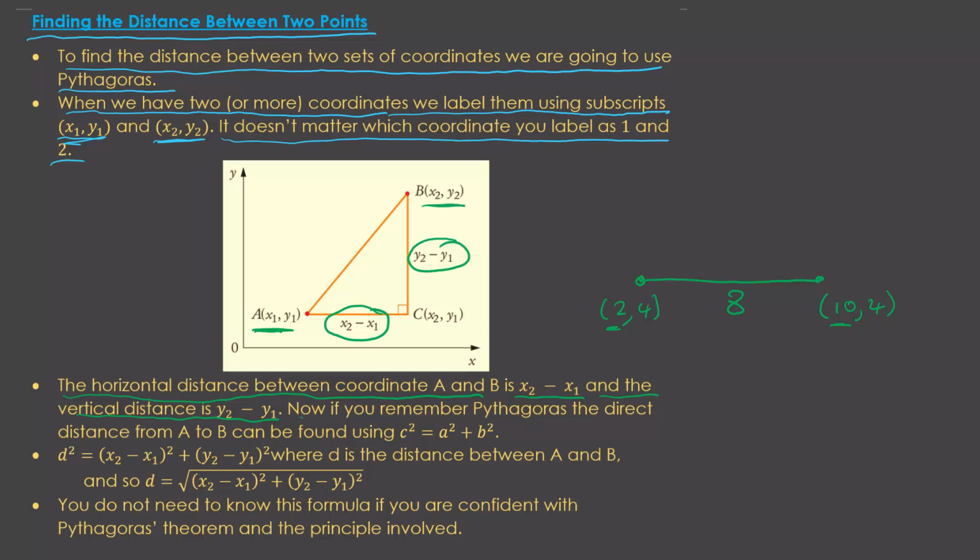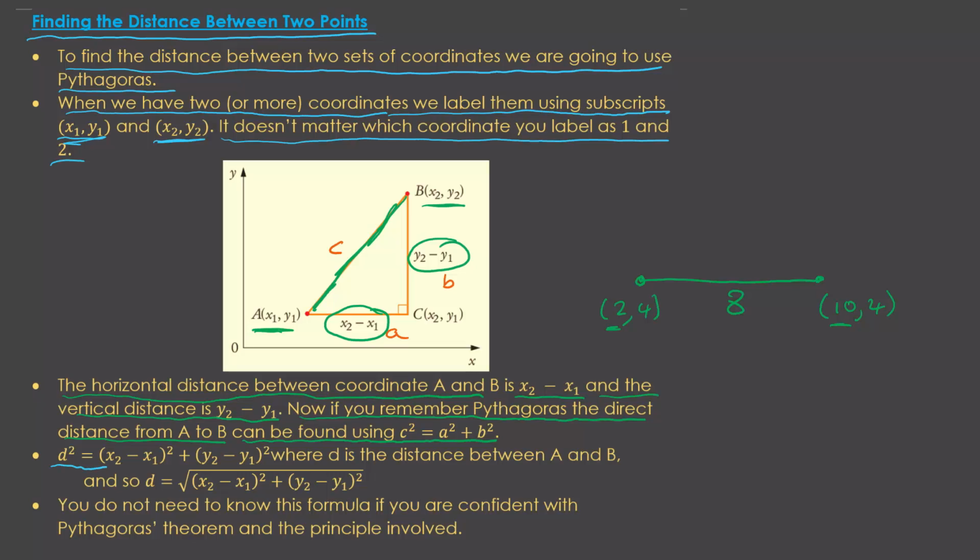Now, if you remember Pythagoras, the direct distance from A to B, so that would be the length of the hypotenuse here, can be found using c squared is a squared plus b squared. So here, this would be c, and then these sides can be a and b in either order.